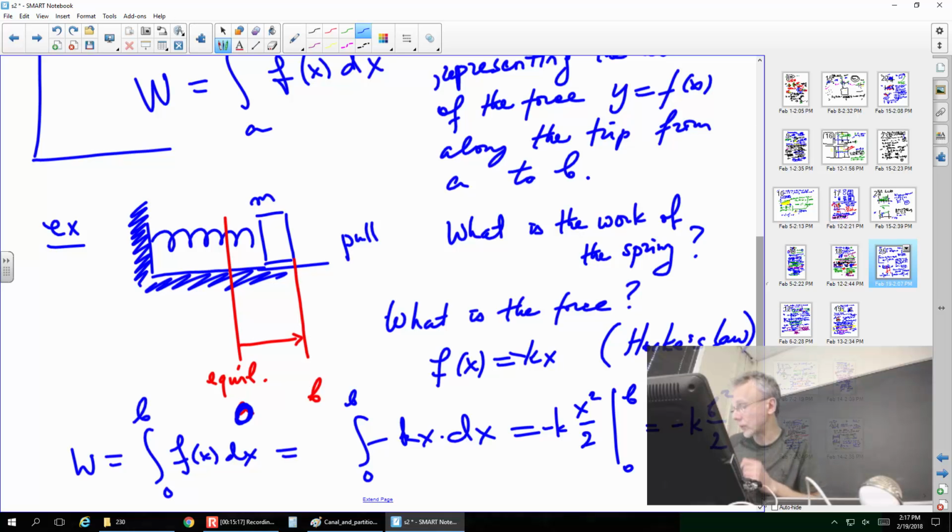Okay, so that's what we have discovered. As you can see, the work is proportional to the square of the displacement and proportional to the spring constant K. Okay.